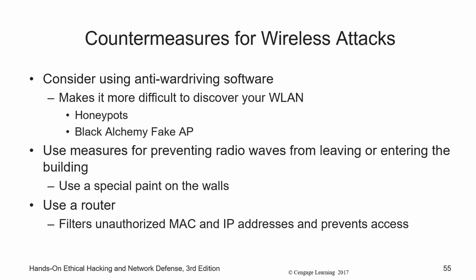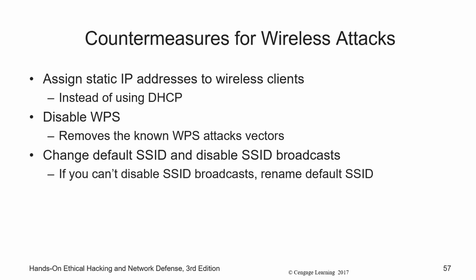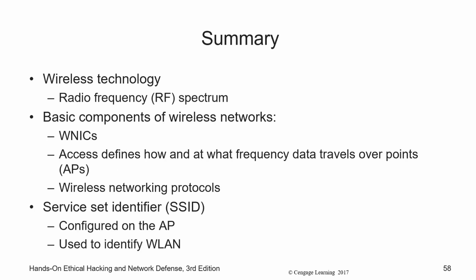You can use a router to filter unauthorized access as well. So that's one countermeasure. Use an authentication server, so EAP. You can use RADIUS, make sure people are logged in if they want to use the network. You can use the concept of a DMZ and use a firewall to keep AP traffic out of the physical network, making sure that you've upgraded to WPA2 and replace hardware that can't be upgraded. Use static IP addresses instead of DHCP, disable WPS, and change the default SSID and disable SSID broadcast. But again, that's security through obscurity, that last one.